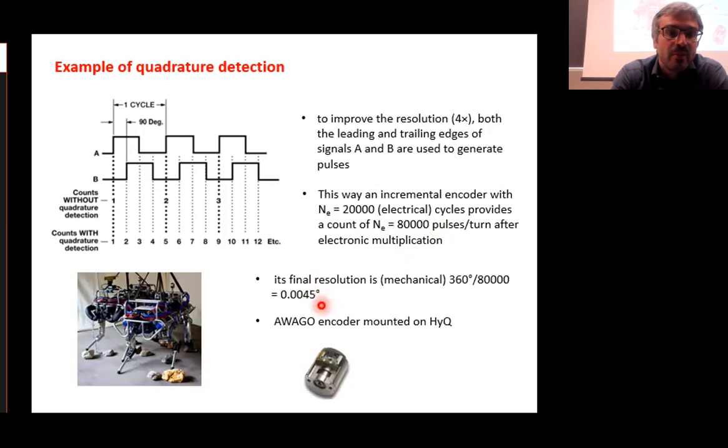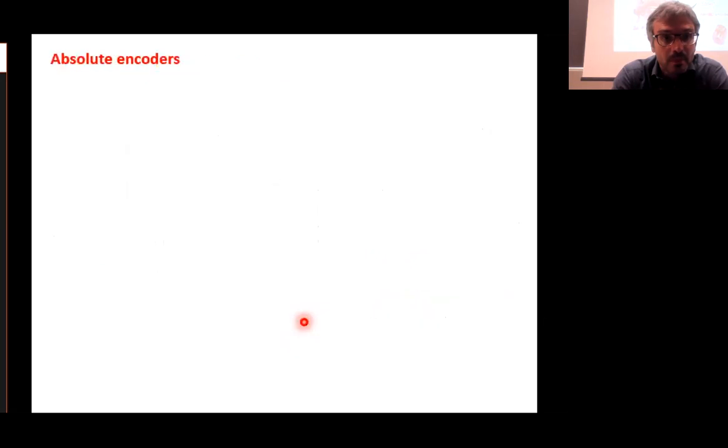In this case, yeah, we have very, very good resolution encoders in IQ. Now off the shelf they are around 180,000, so they are even higher. But this is quite a good resolution to measure the joint position.